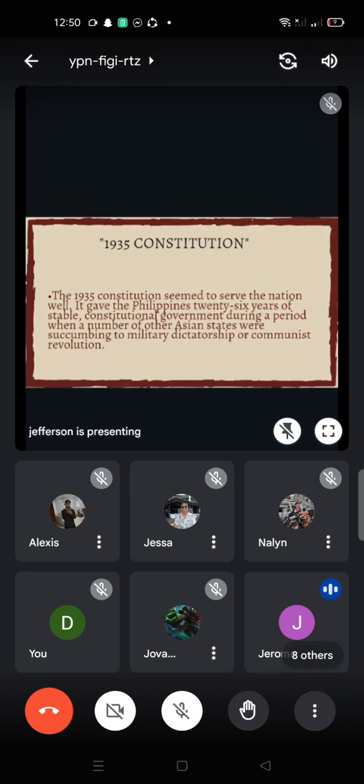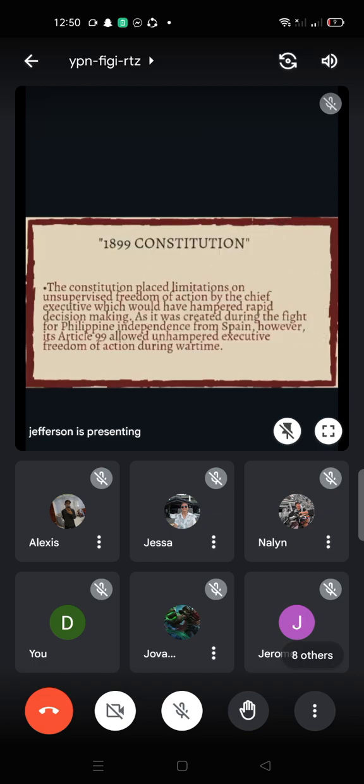1935 Constitution. The 1935 Constitution seemed to serve the nation well, as it gave the Philippines 26 years of stable constitutional government during a period when a number of other Asian states were succumbing to military dictatorship or communist revolution. The Constitution placed limitations on unsupervised freedom of action by the chief executive, which would have hampered rapid decision making. However, its Article 99 allowed unhampered executive freedom of action during wartime.